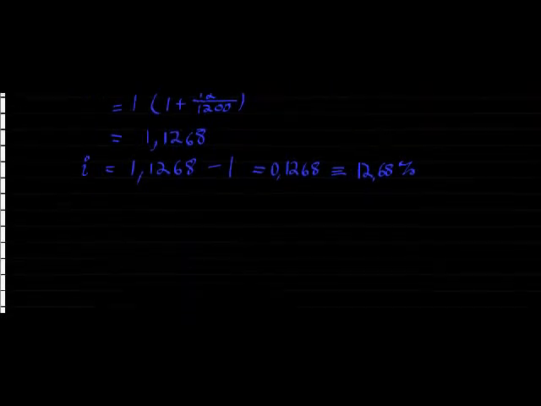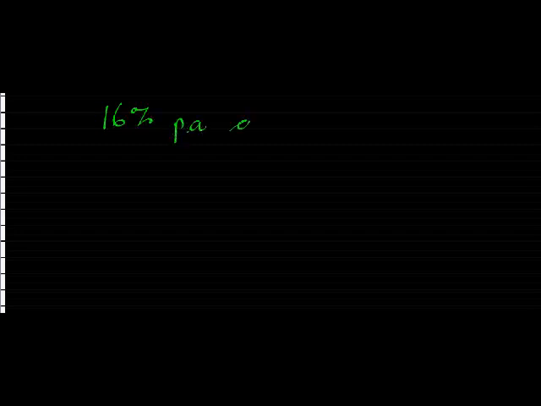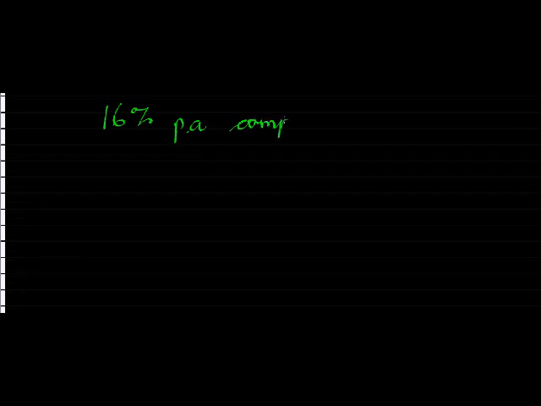Let's look at one more example. Okay, let's say we have 16% per annum compounded every 3 months. So what happens to 1 rand in 1 year?